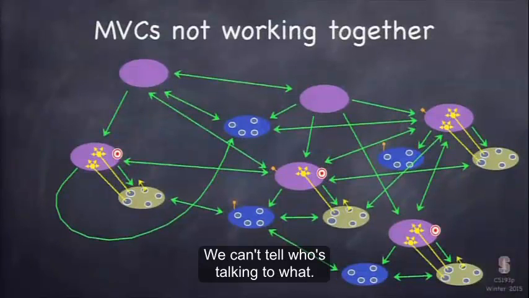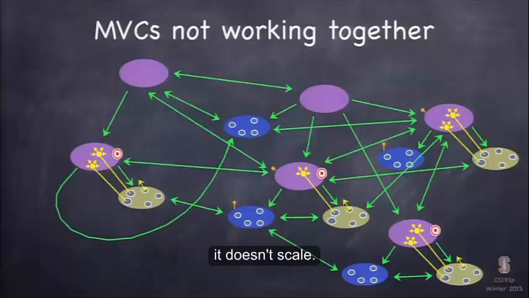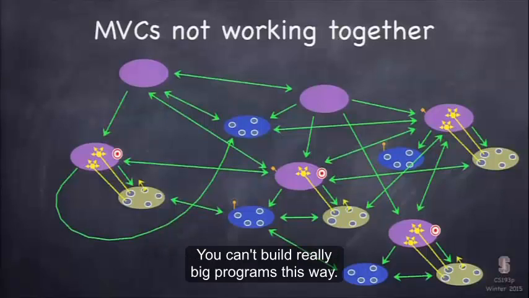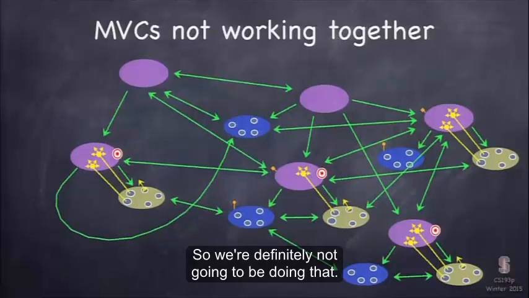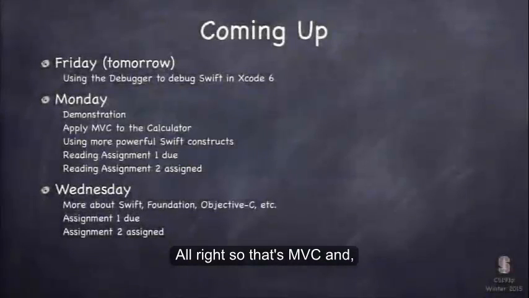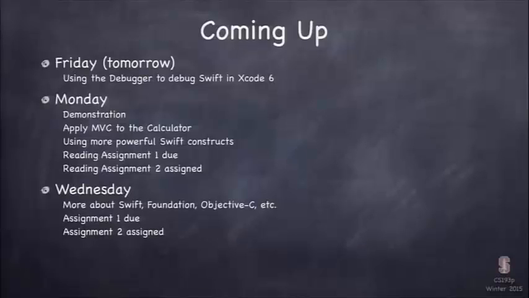So we definitely don't want to be having designs that look like this. Where everybody's talking to everybody, we can't tell who's talking to what. It's just impossible to debug a program like this, and it doesn't scale. You can't build really big programs this way. It just becomes impossible to know how touching anything would break everything, right? So we're definitely not going to be doing that. All right, so that's MVC, and like I said, on Monday we'll apply MVC to our calculator.